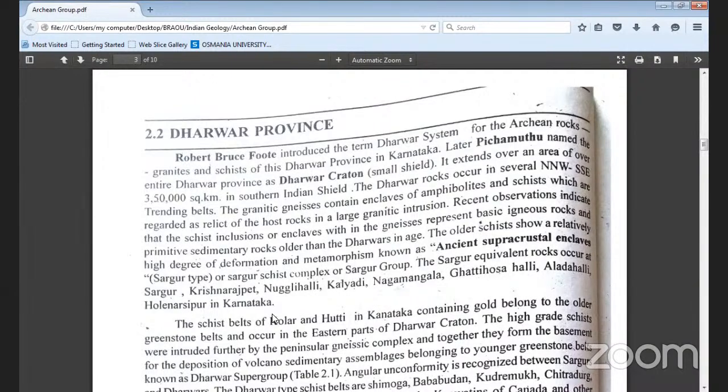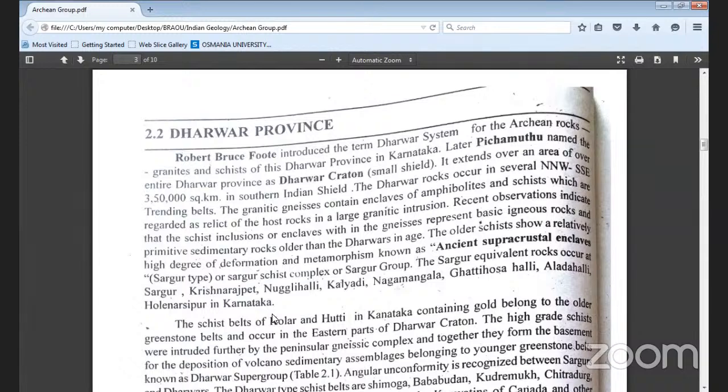The Dharwad province term was introduced by Robert Bruce Foote for Archean rocks, consisting of granite and schist. The Dharwad province is located in Karnataka state. Later on, Pichamuthu named the entire Dharwad province as the Dharwad Craton. The area extends over 350,000 square kilometers in southern India.